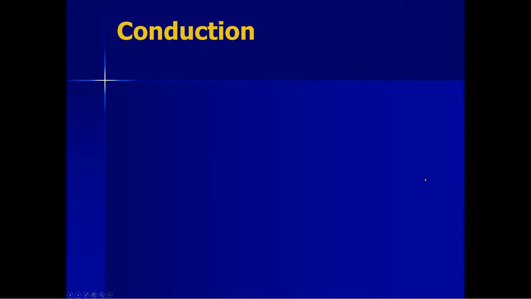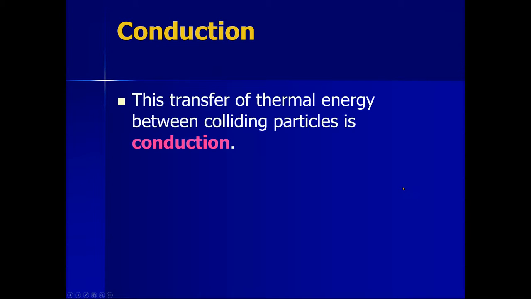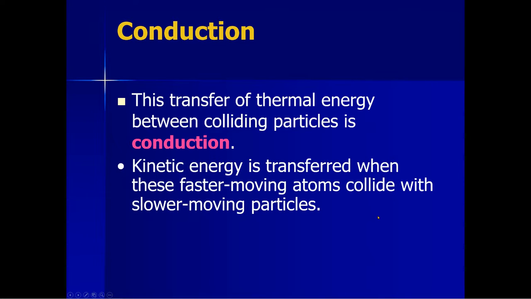So, okay, we talked about heat and thermal energy. Remember, thermal energy is the total of kinetic and potential energy in the particles of an object. Heat, or that thermal energy, can be transferred three main ways. And the first one is conduction. The transfer of thermal energy between colliding particles. This means the particles have to be touching.